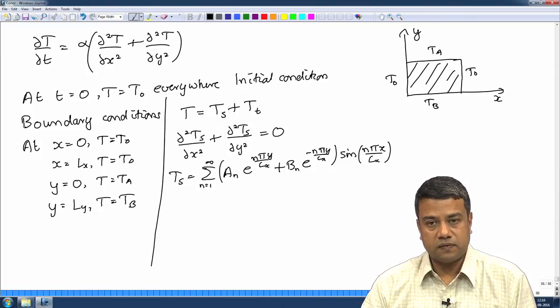Now, therefore, I have to solve for the transient part. How do I solve for the transient part?